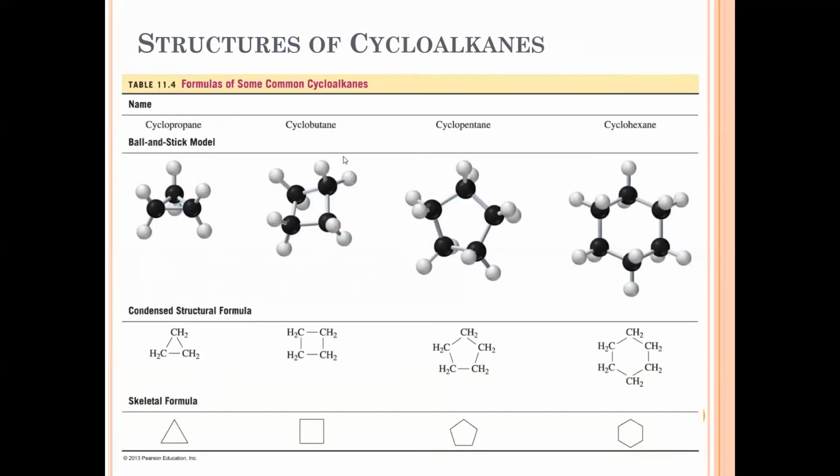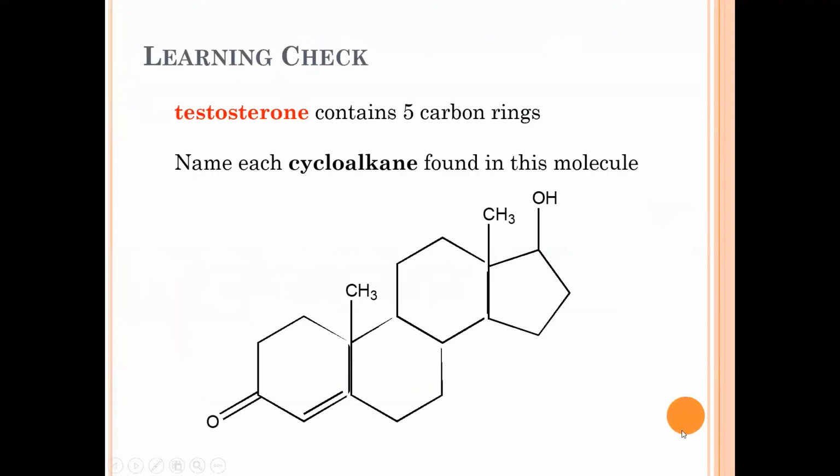So let's go through them. Here we have cyclopropane, cyclobutane, cyclopentane, and cyclohexane. And if you're drawing the skeletal formulas, propane looks like a triangle, butane looks like a square, pentane looks like a pentagon, and hexane looks like a hexagon.